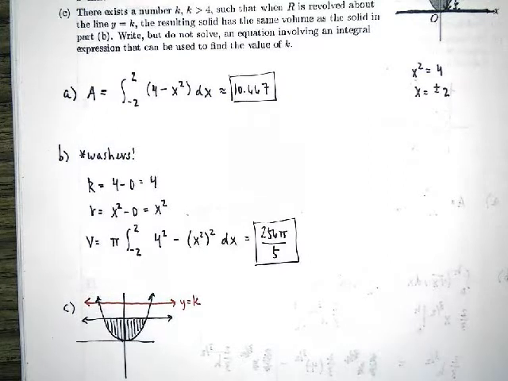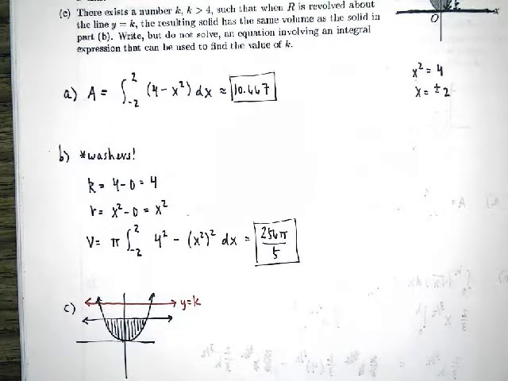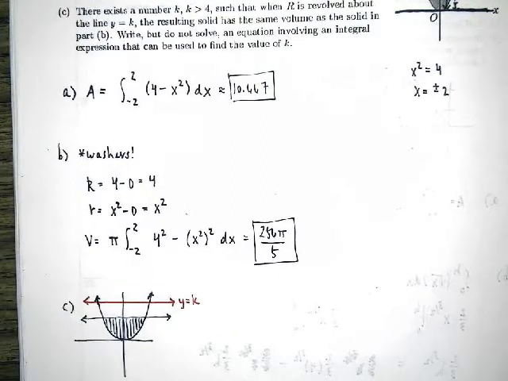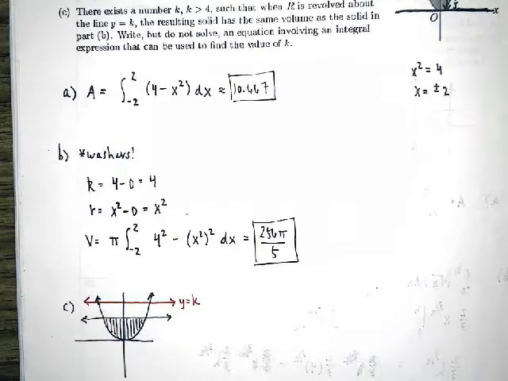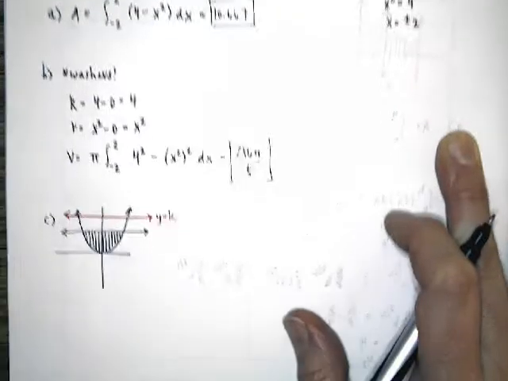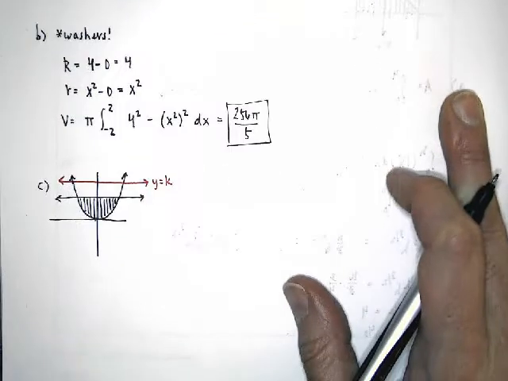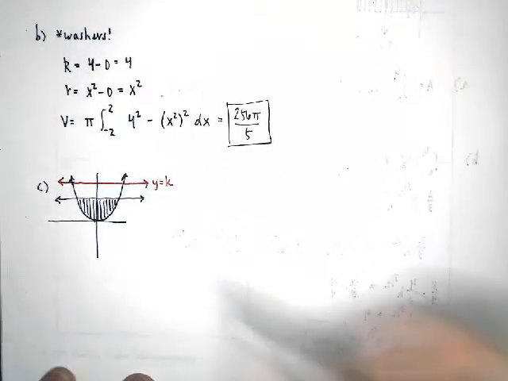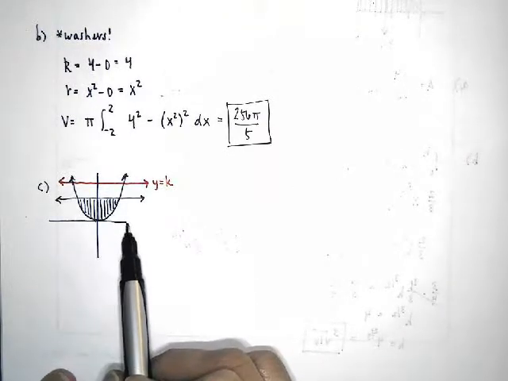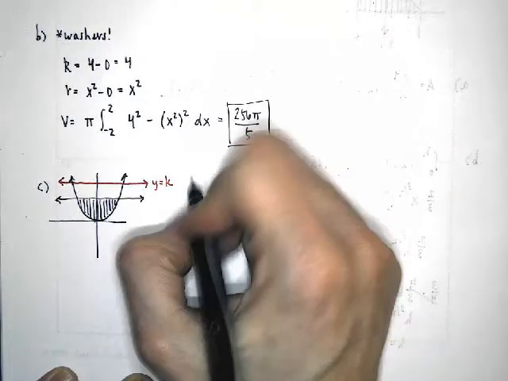And the idea is that if I revolve about that line, I would have the same volume as the volume in part B. So it asks us to write but not solve an equation involving an integral that we could use to find the value of k. So now all we have to do is treat this just like our normal volume problems. So if I'm revolving about y equals k, that's parallel to the x-axis, so I'm still integrating with respect to x.